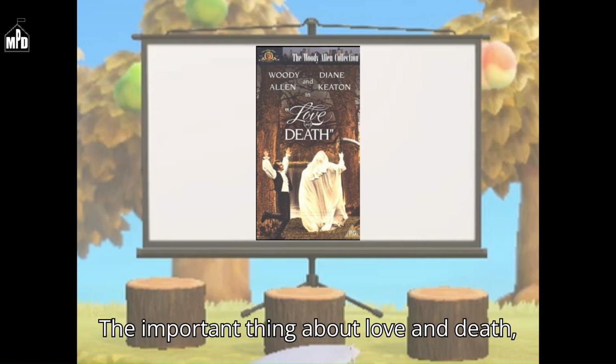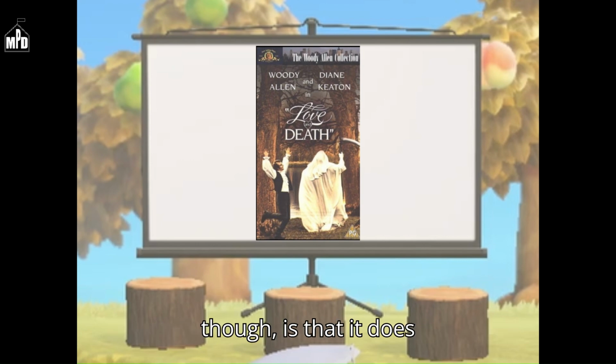The important thing about Love and Death, though, is that it does display the ideas of the left at this time in a humorous form.